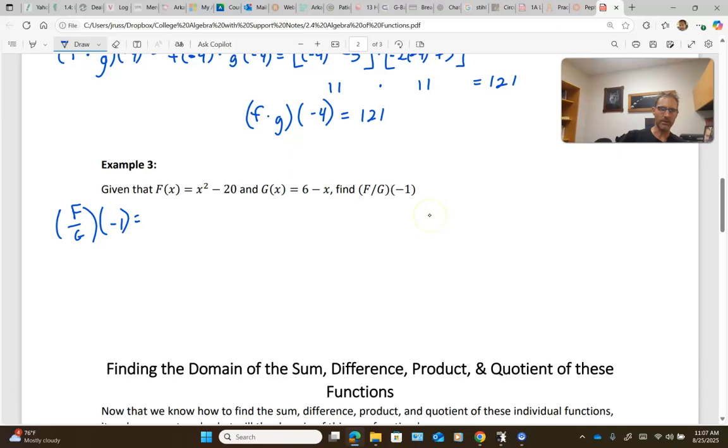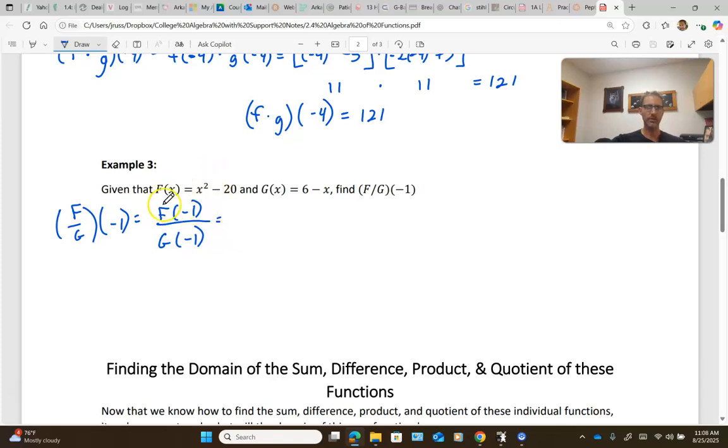Okay, so I'll write this out. Capital F of -1 over capital G of -1. Now, of course, we want to make sure that this capital G of -1 doesn't become 0. Because if it did become a 0, then we would just say that we can't perform this operation, or that this operation is undefined. But I don't think you're going to see anything like that in your homework.